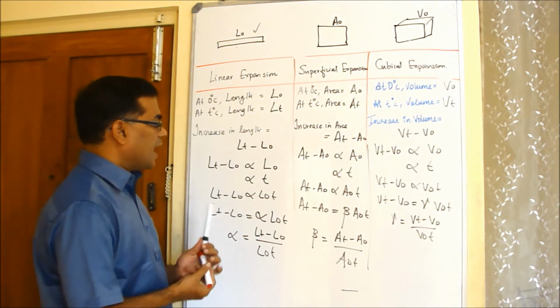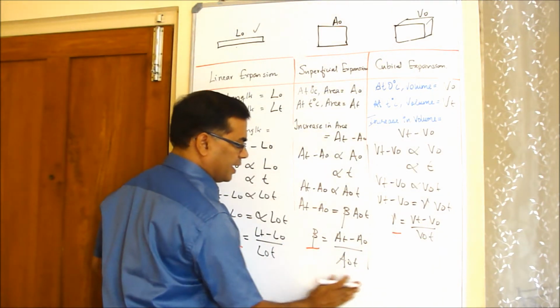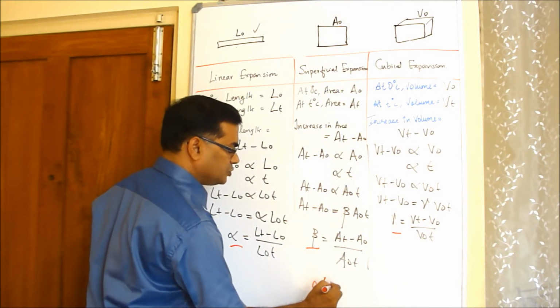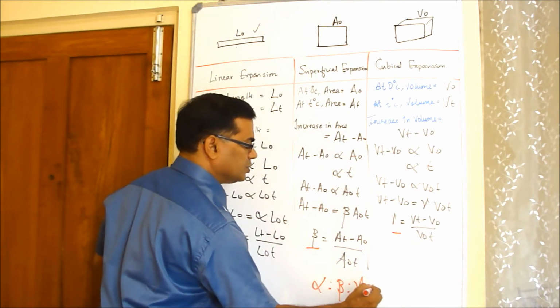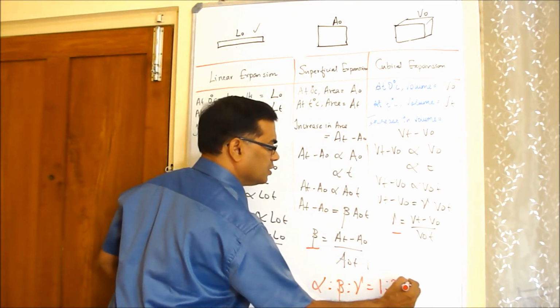The relationship between alpha, beta and gamma is alpha is to beta is to gamma is equal to 1 is to 2 is to 3.